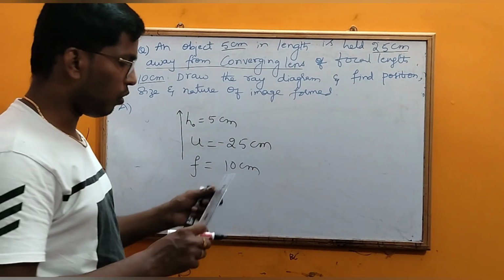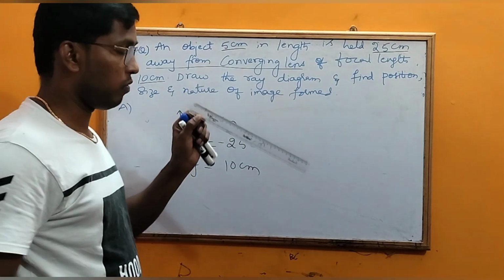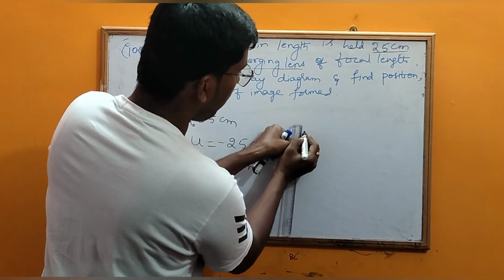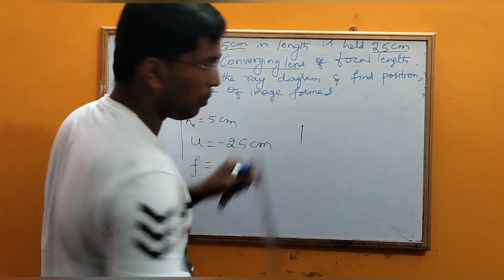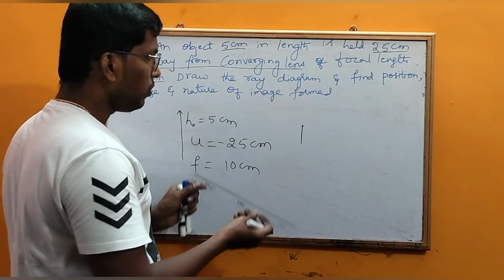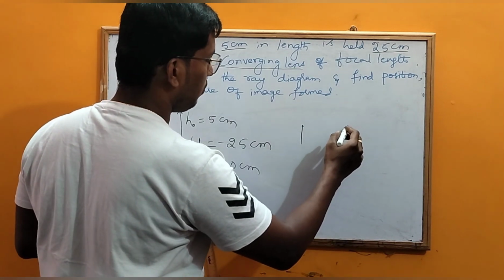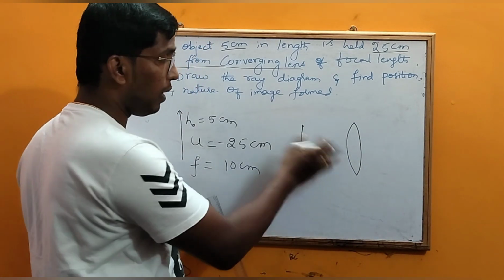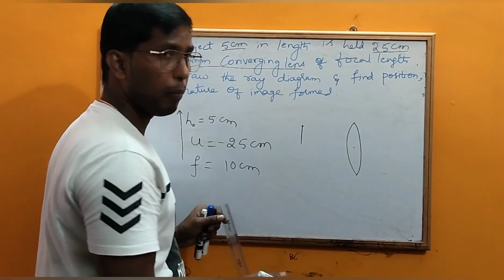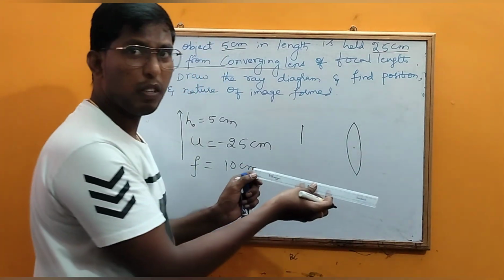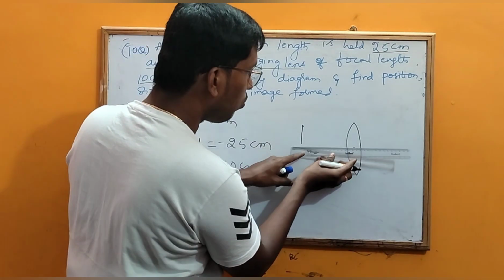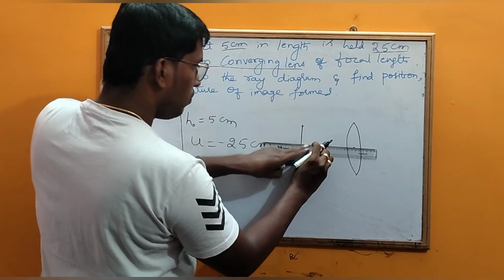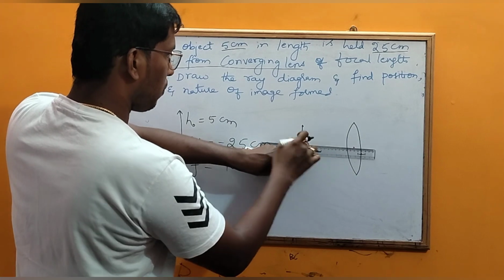Suppose you try to draw the ray diagram, I have the ruler, the scale. For the height of the object, I will draw 5 centimeter. This is the height of the object using a scale, 5 centimeter. And here, imagine that you have drawn a converging lens. All the distances will be measured from the optic center. So from here to 25 centimeters, on a 30 centimeter scale, I need to place the object here.